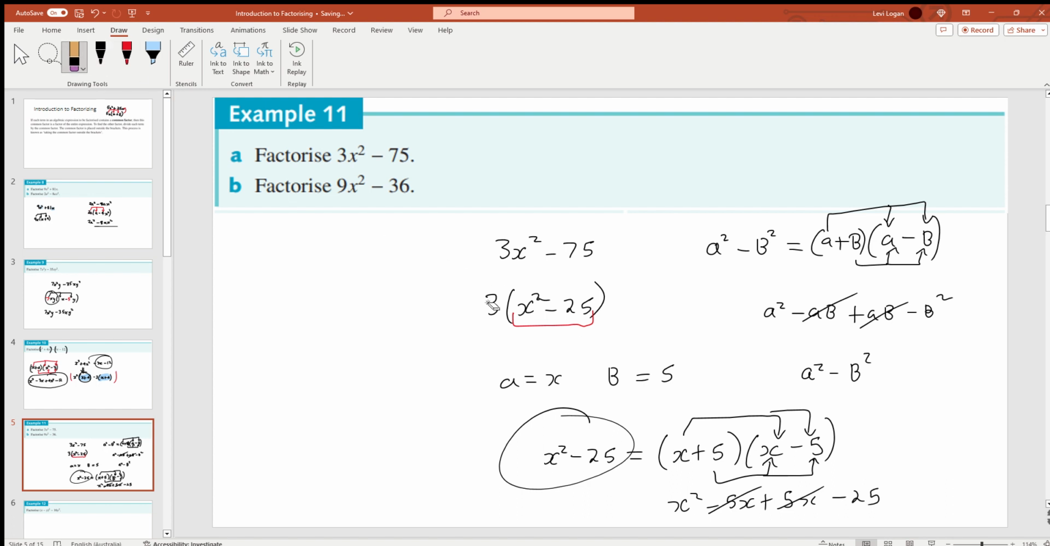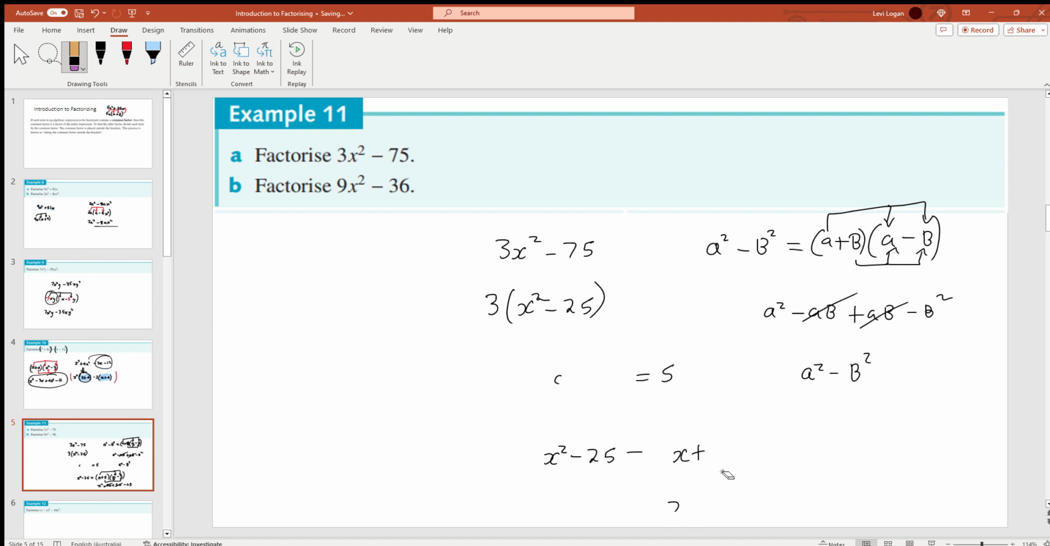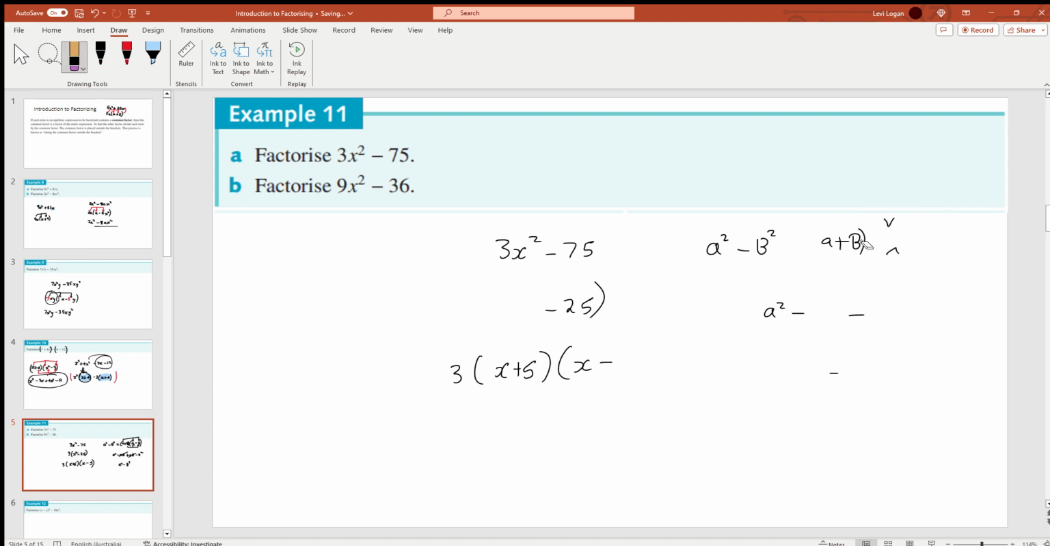So what we can do is the exact same thing here. So I'll rub that out real quick. So we can write that as 3, and then write this following expression, x plus 5 multiplied by x minus 5. And that is fully factorized, pretty much. Okay? Now let's do the same thing with b. Let's rub this out, so room.